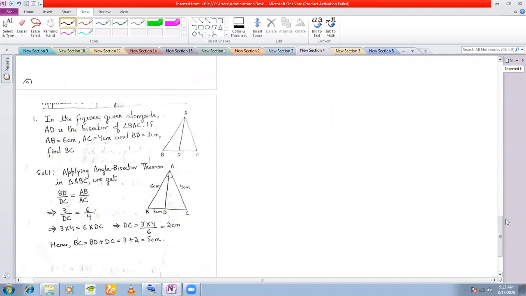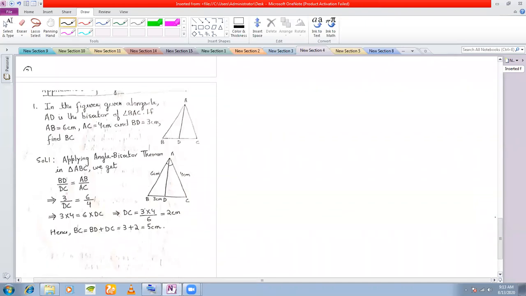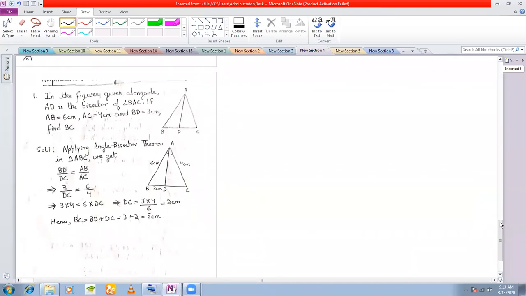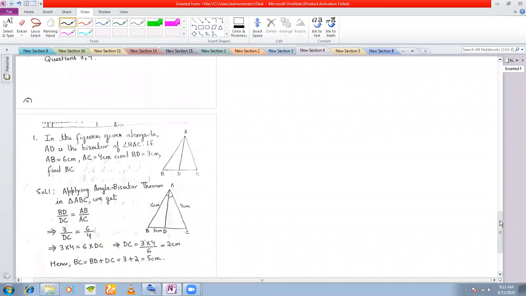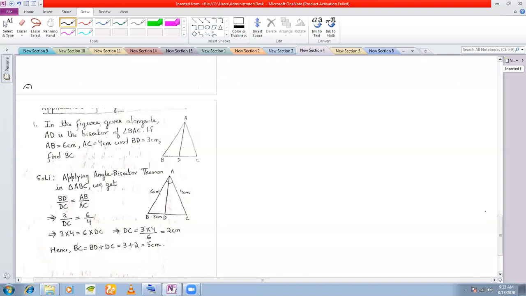Okay, so direct applications of BPT till now haven't come in your ICSE. Direct application hasn't come, so that is why I have not solved many examples from BPT. Very specific examples I have solved so that you are just acquainted with BPT. And there is some homework that I have given here. Here I have written unsolved classwork that I'll show you. In the figure given alongside, AD is the bisector of angle BAC. AD is a bisector, which means it is given to you that this angle is equal to this angle.